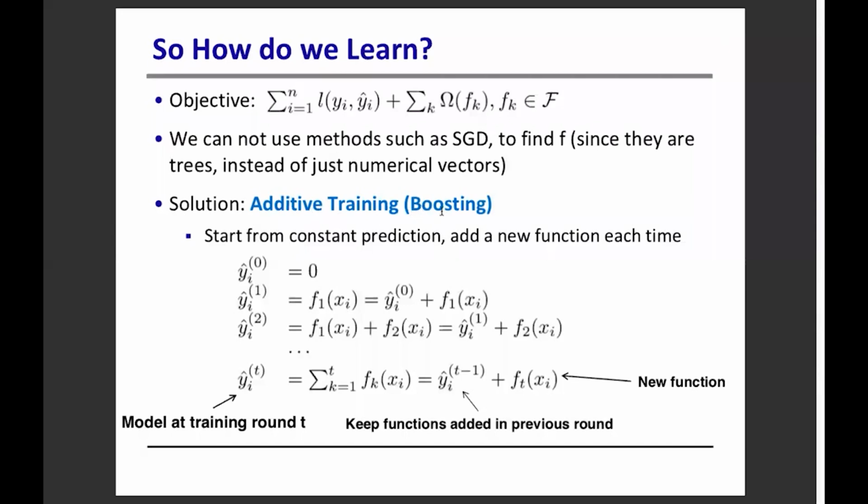This is called additive training, or boosting. We start from zero, and we add a new function every time we add a tree. Now the prediction becomes y_i^(0) plus f1(x_i), meaning the prediction at the 0th step plus the prediction at the first step. As we add more, the prediction at the second step will be equal to the prediction in the first step plus the new model's prediction. So this is additive training. The prediction at the tth step, when we have added the tth model, is the sum of the predictions of all the models from 1 to t, as we did in these two cases.